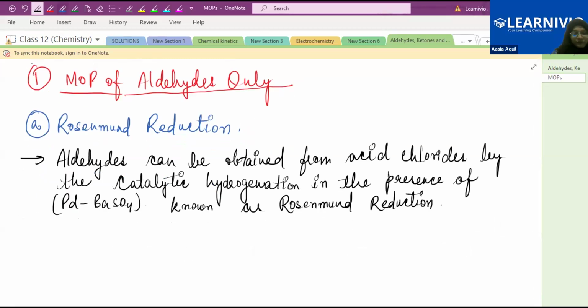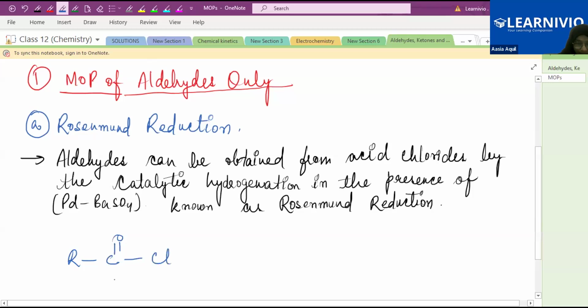Let's understand how this reaction happens. So you just take the acid chloride, basically acyl chloride कहते हैं हम इसे, RCOCl. What is this? RCOCl is your acyl chloride, acid chloride. So when it undergoes hydrogenation, हाइड्रोजनेशन किसके presence में होता है? H2. Catalytic hydrogenation, and here we use the palladium barium sulfate catalyst. There will be an addition of hydrogen होता है यहाँ पे.